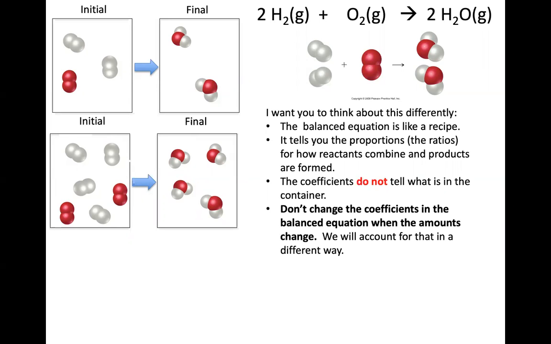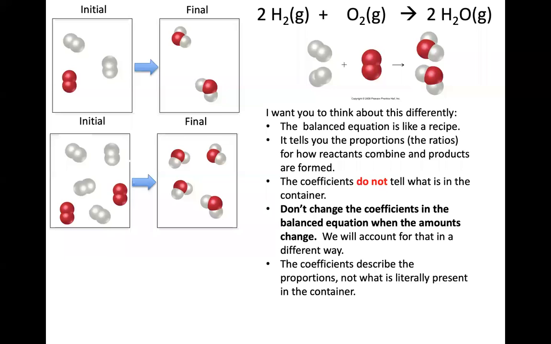So we don't want to change the coefficients in a balanced equation when the amounts change. We're going to need to account for that in a different way, and we will. But we want to keep it so that the equation is telling us the simplest manner in which they're combining. The coefficients are describing those proportions. They're not telling us what is literally present in the container. So this idea, if you change the amounts, let's change the coefficients, we don't want to do that. We just want to have the simplest expression for it, the simplest recipe.